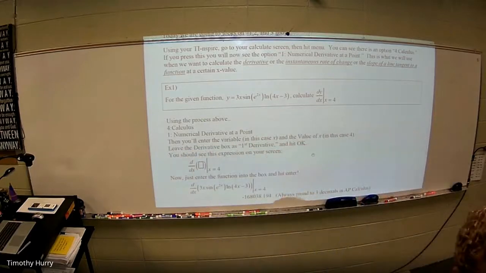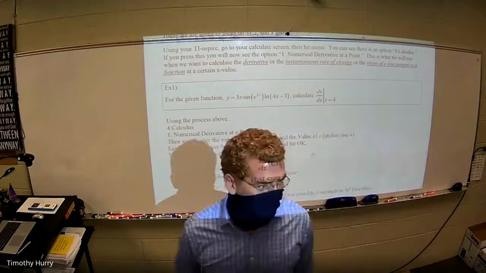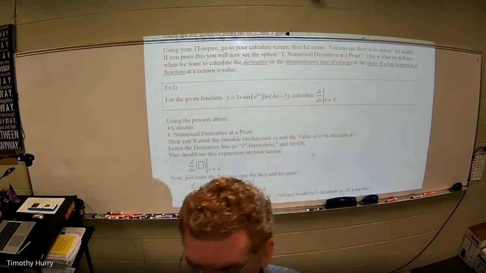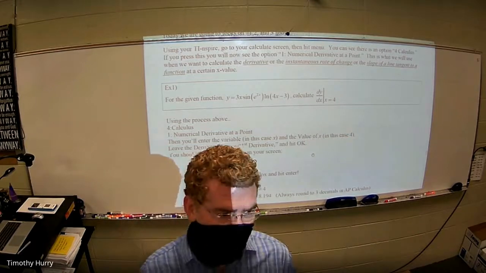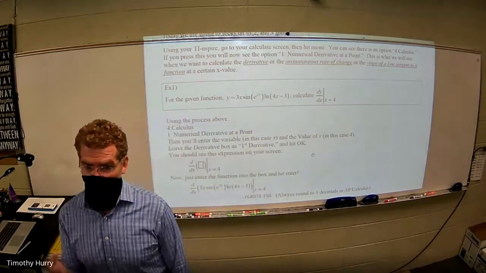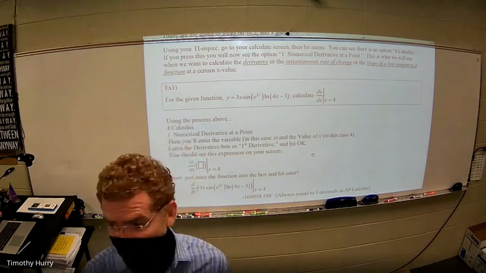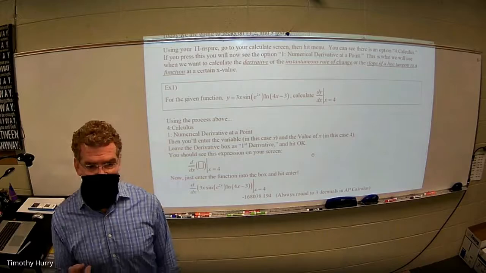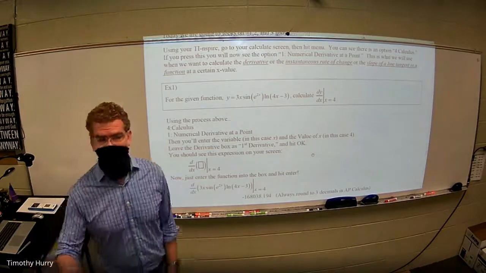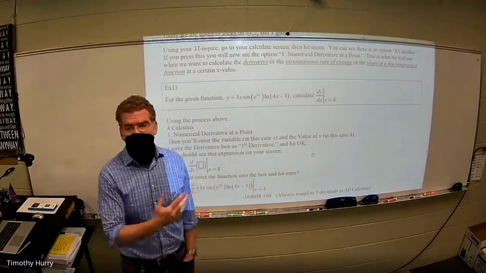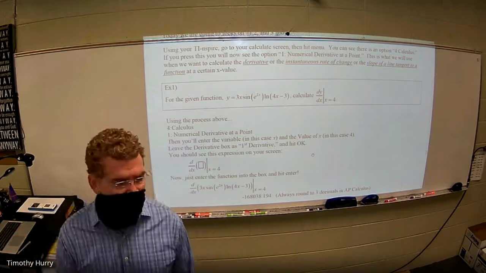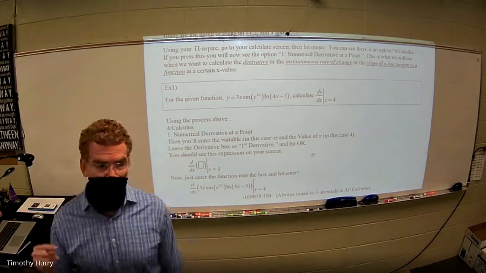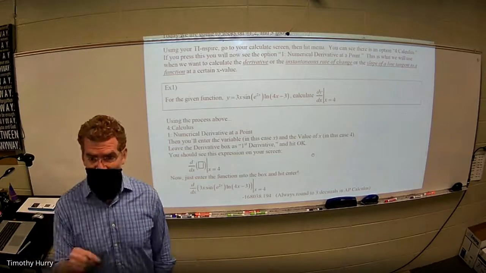In calculus, which is where most of you, if not all of you, are heading next year, you are going to have to know how to use your calculator for 4 different things. You're going to have to be able to calculate a numerical integral, which we haven't talked about, won't talk about this year. You're going to have to calculate a numerical derivative, which we are going to talk about. You're going to have to graph functions, which you already know or should know how to do. And you have to know how to solve equations using your calculator.